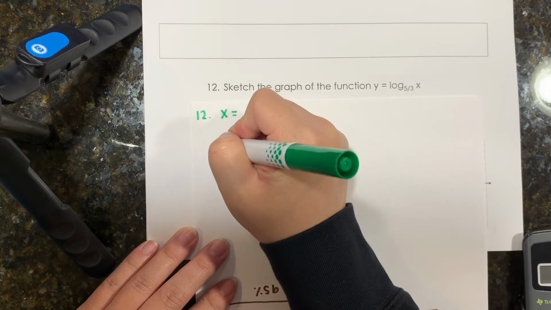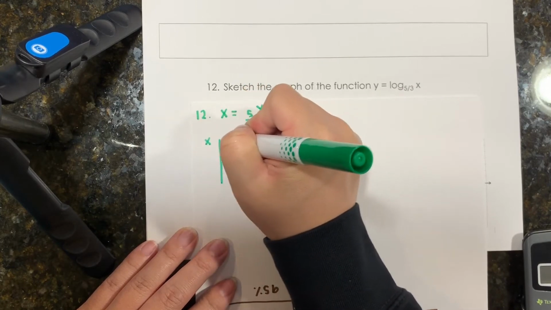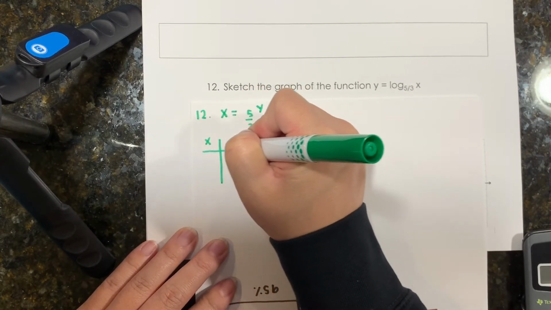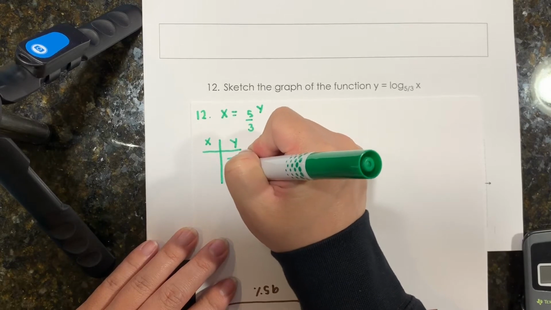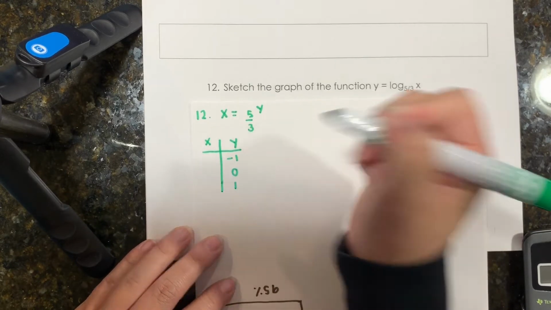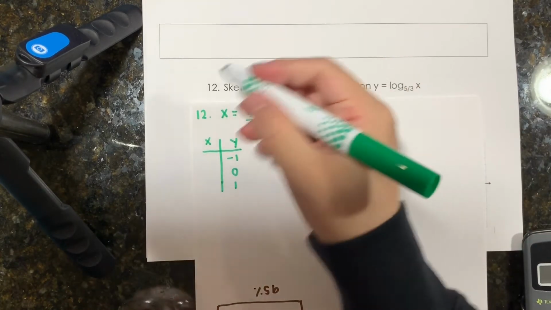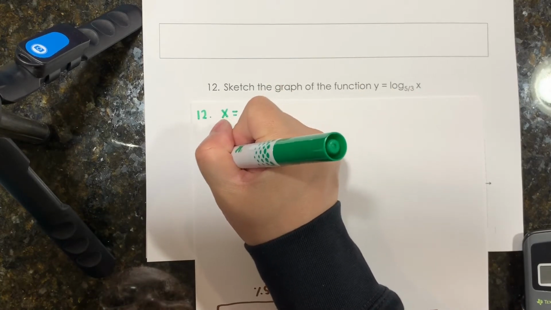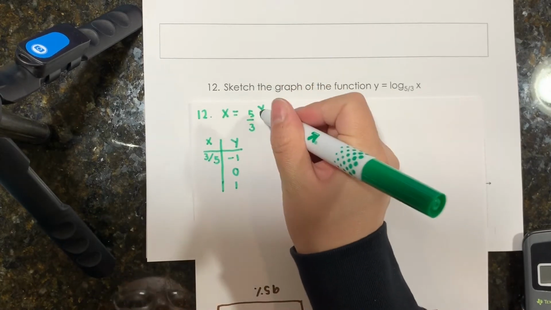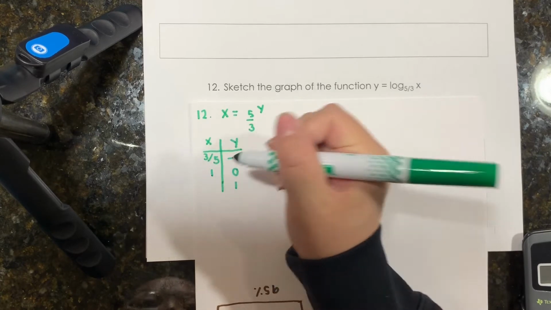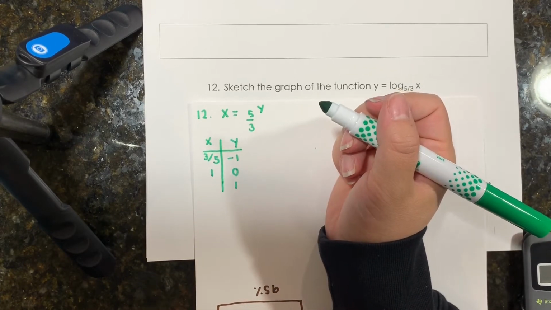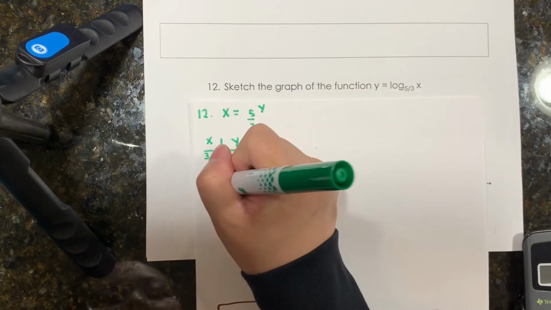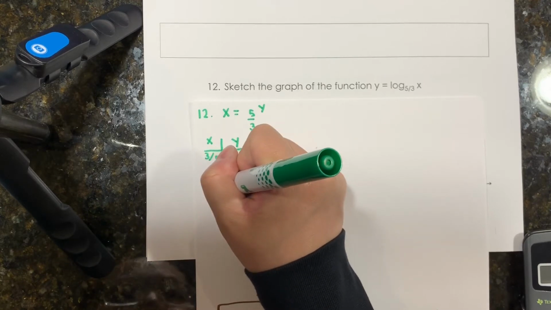And I'm going to make a chart for that. So that's going to be x and y. And for y, I'm going to plug in -1, 0, and 1. When I plug in -1 into the exponent, it's going to flip it. So that would become 3/5. When I plug in 0, the output would be 1, because anything to the 0 is 1. When I plug in 1, it's going to be 5/3.